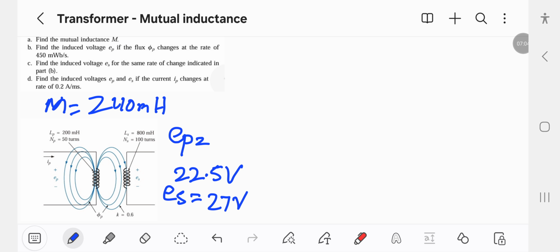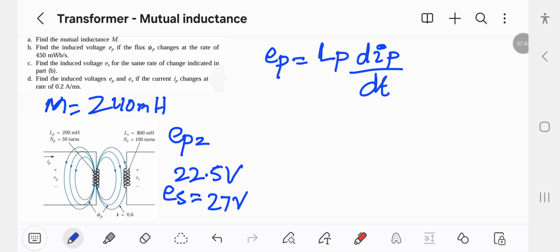Now in case D, what we are going to find is the induced voltage in a primary and secondary coil if the current IP changes at the rate of 0.2 ampere per millisecond. So here for the primary coil we got a formula, a rate of change of current.